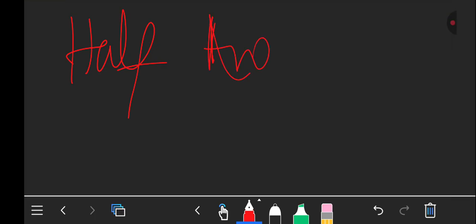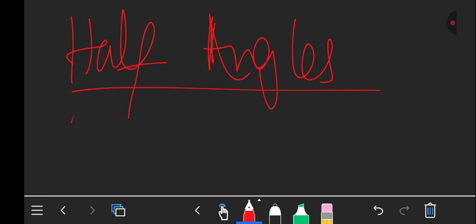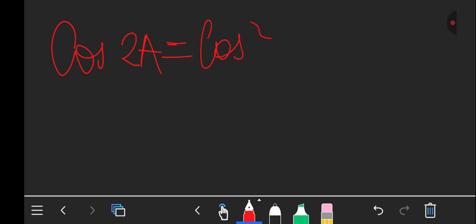Okay, let's understand half angles. So half angles are coming from the background of double angles. For double angles, let's start with cos, the same one. So we said that cos 2A, we had cos squared A, if you remember, minus sin squared A.